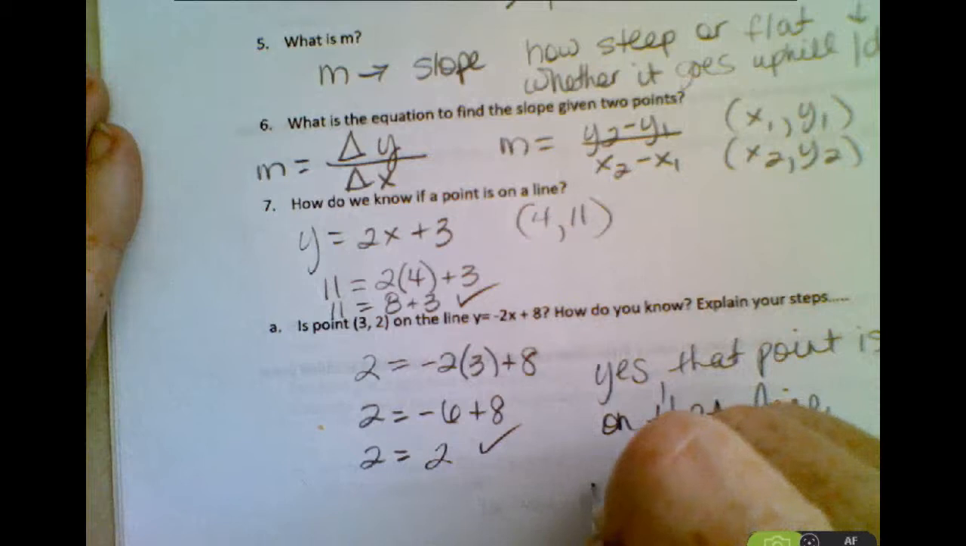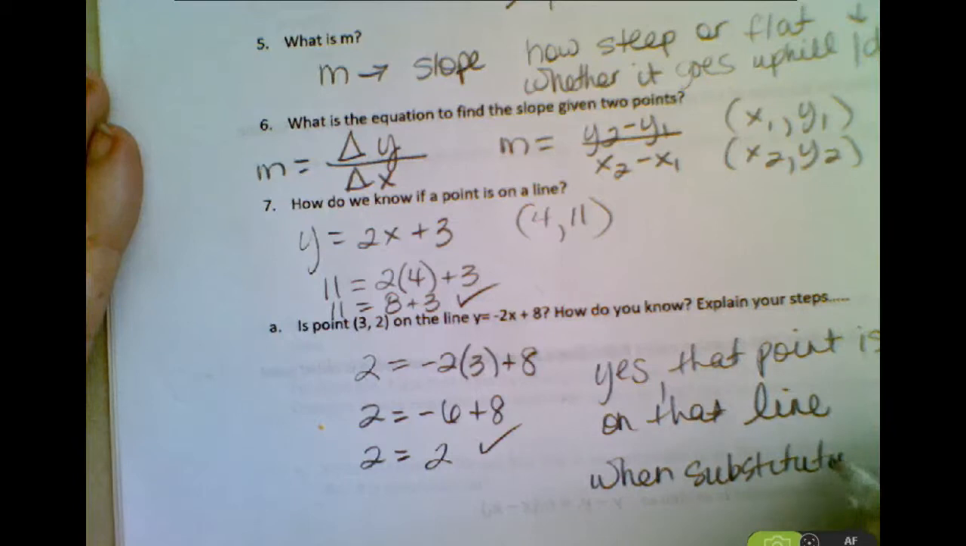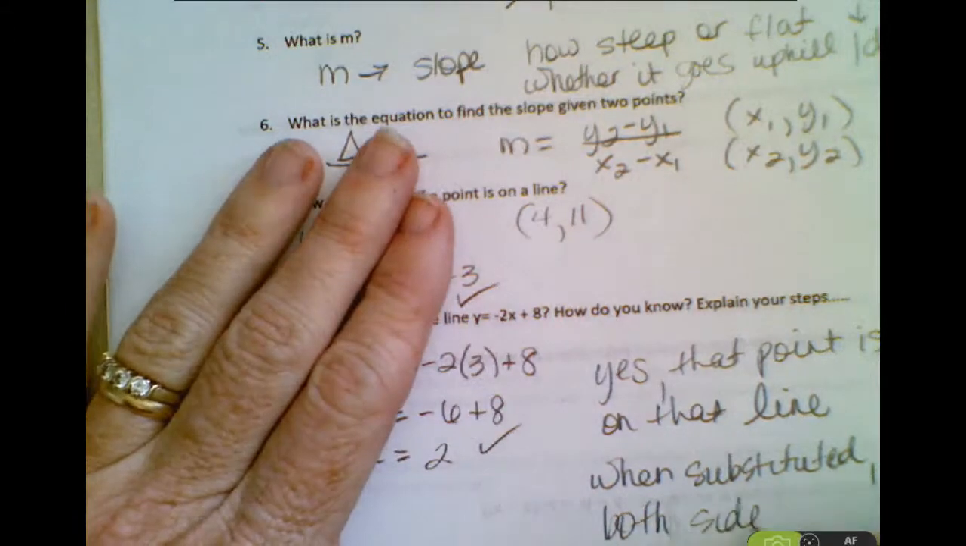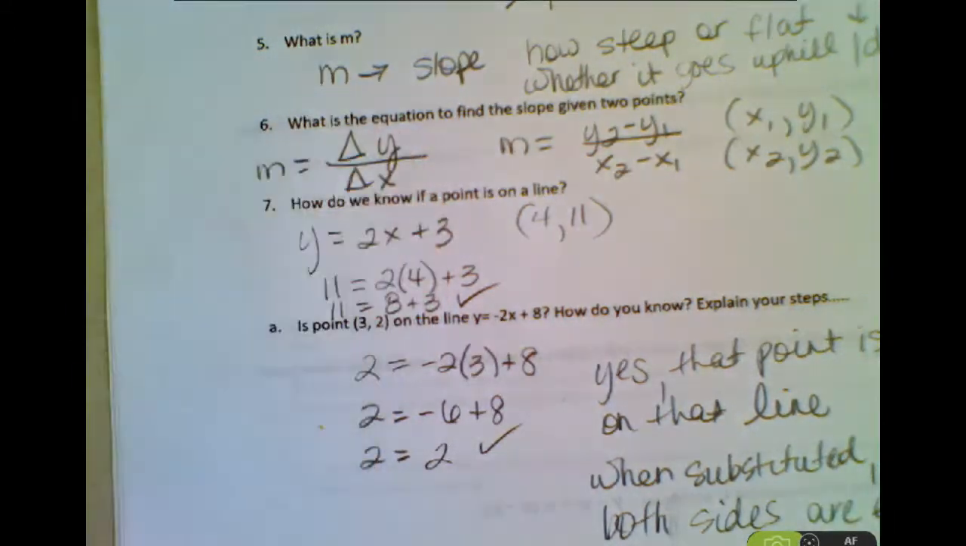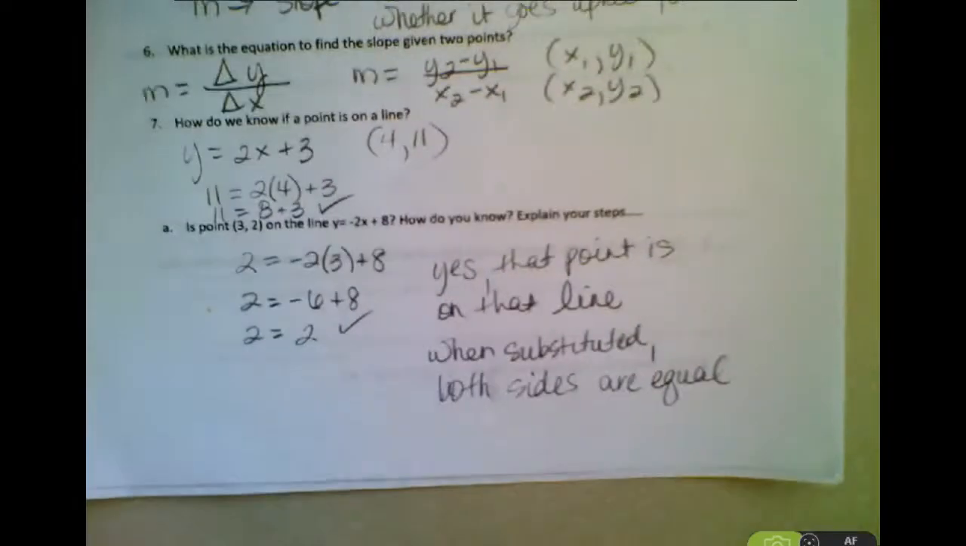Okay. Because when we substituted, both sides are equal. That's the kicker. They have to be equal, correct? Good.